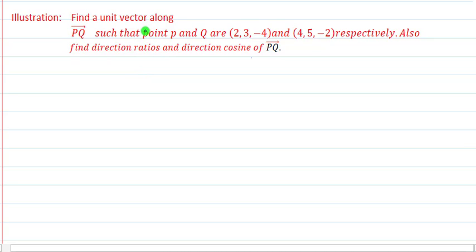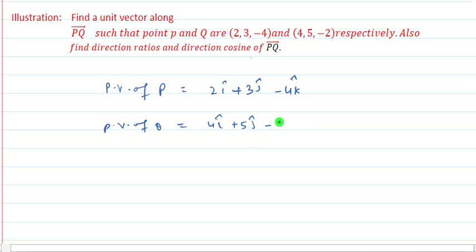In this example, we need to calculate a unit vector along the vector PQ, where points P and Q are given to us. We also need to find the direction ratios and cosines of vector PQ. So, first of all, we will calculate the position vector of P, which is equal to i cap plus 3j cap minus 4k cap. Then the position vector of Q is 4i cap plus 5j cap minus 2k cap.